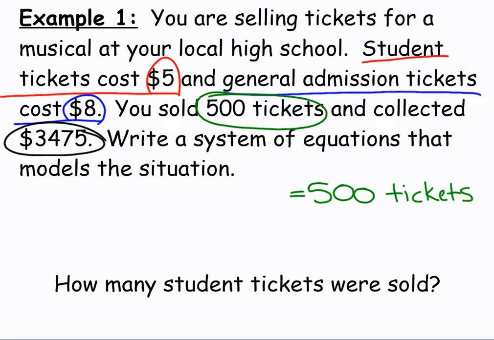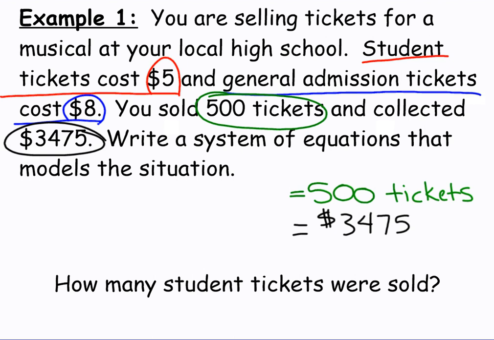The next important information that I have that could be considered a total is that we collected $3,475. So again, that's $3,475. My units for that are the dollar sign since we're talking money. Now that I have my two total amounts, I want to write the rest of the equation by matching units.